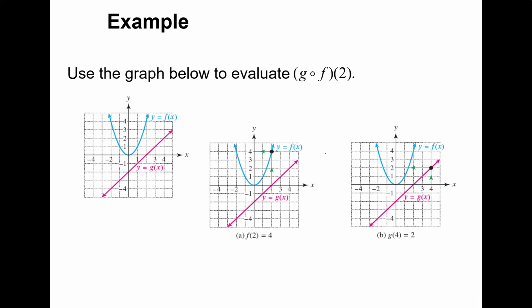So really, we don't even have to redraw the graphs or anything. We can just say, okay, plug in 2 for f. So f is here, x is 2, go up here, and that's going to be 4. That's what we plug into g for the x. And if that's x, then we go up here and we get 2 as our final answer, which is what we see down here in this corner.